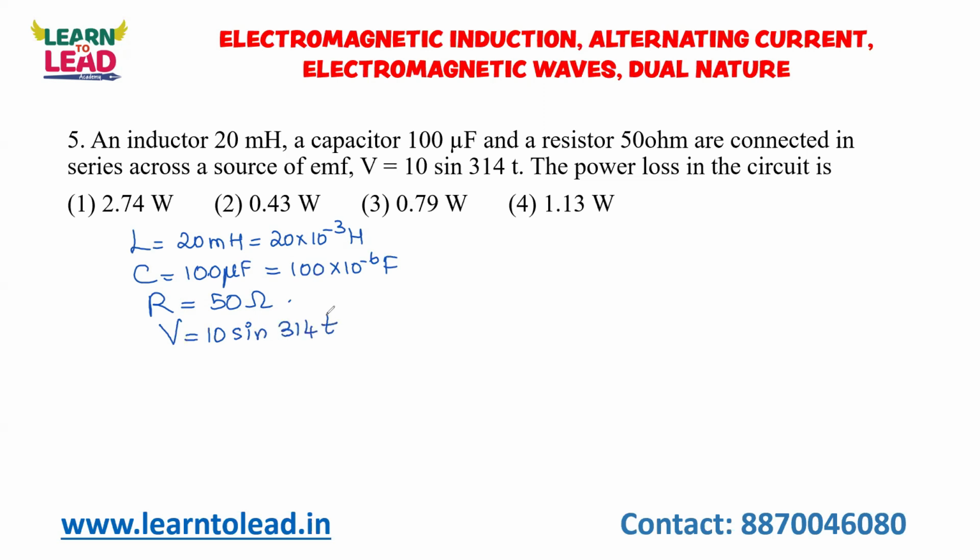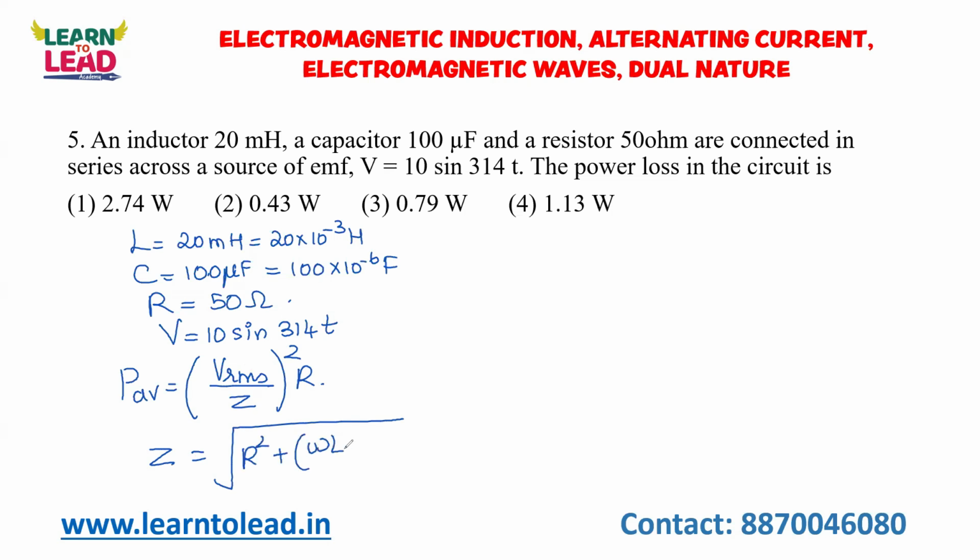Okay. Power loss in the circuit. So the average power formula is VRMS divided by Z the whole square into R. Okay. So what is the Z value? Actually, in this circuit we have inductor, capacitor and resistor, all three. So the impedance Z formula you should know: R square plus XL minus XC the whole square. So omega L minus 1 by omega C the whole square.